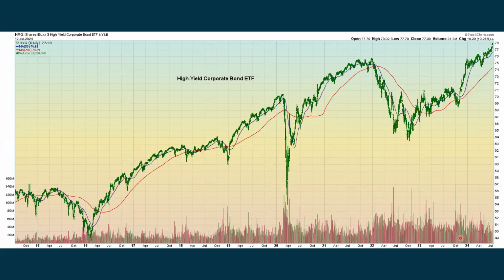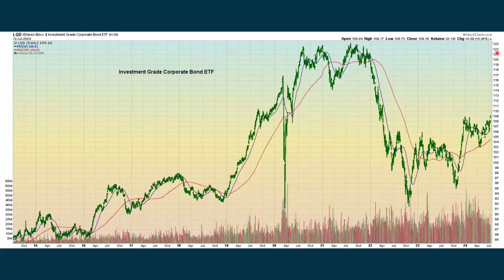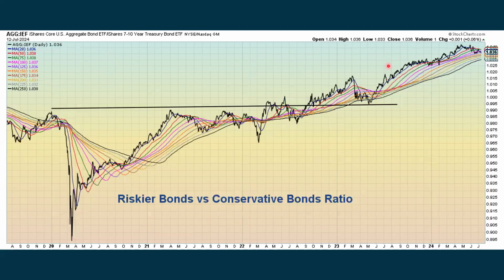These are junk bonds here, which are coming back and setting recent all-time highs. These are more conservative bonds where they're also in an uptrend, but have quite a ways to go to get back to their all-time highs. And then we do a ratio between the riskier bonds or junk bonds and more conservative bonds. And we're seeing an interesting thing develop here. But we have seen this before, so we want to watch for follow-through.